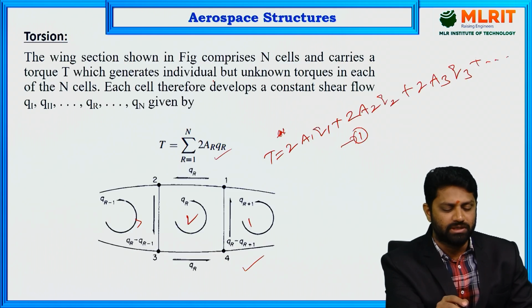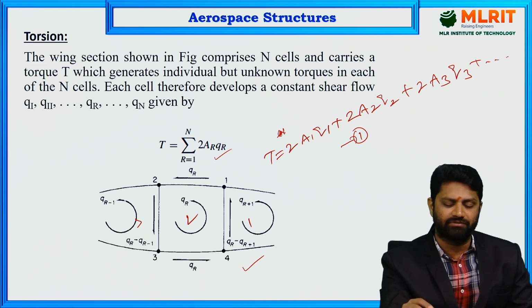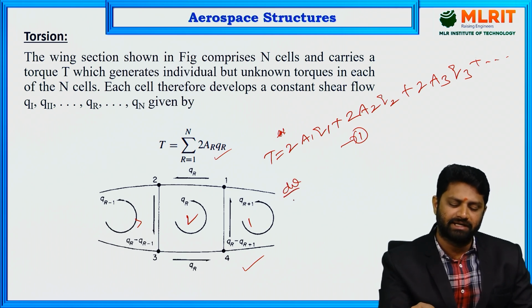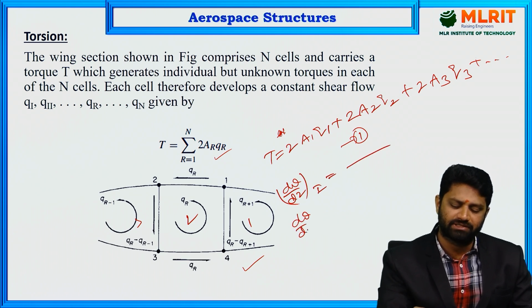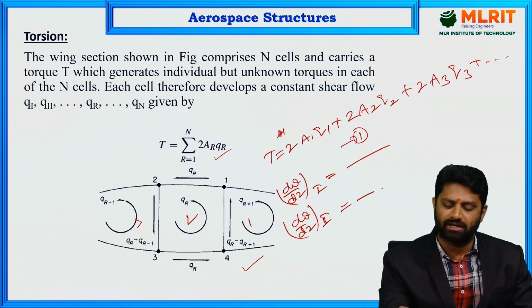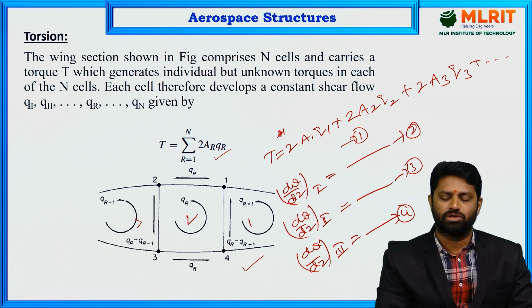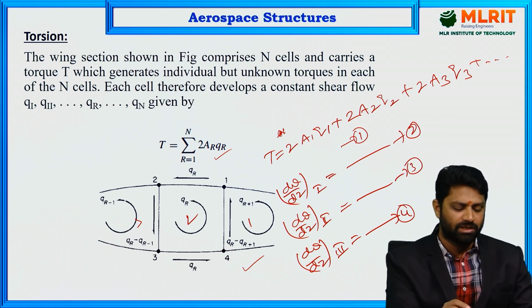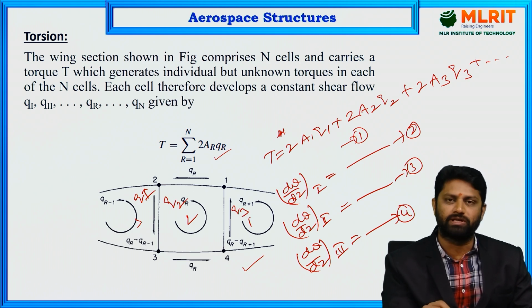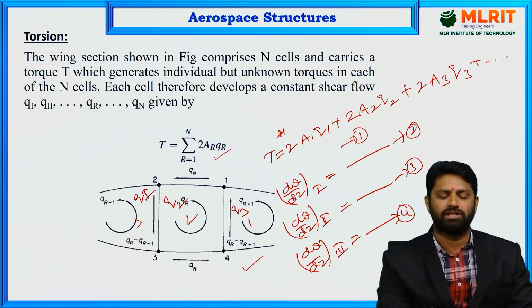So now what you do is, first you will write this torque equation, then you write the rate of twist dθ/dz for cell 1, and you write that equation. Then you write the rate of twist in the second cell, another equation, let this be equation 2. Let this be equation 3, and then you'll write the rate of twist in the third cell, and let us consider it as the fourth equation. So now you've got the fourth equation, and you'll assume the shear flow in this cell is Q1, in this one Q2, and in this one Q3. So our aim is to calculate the shear flows Q1, Q2, Q3.